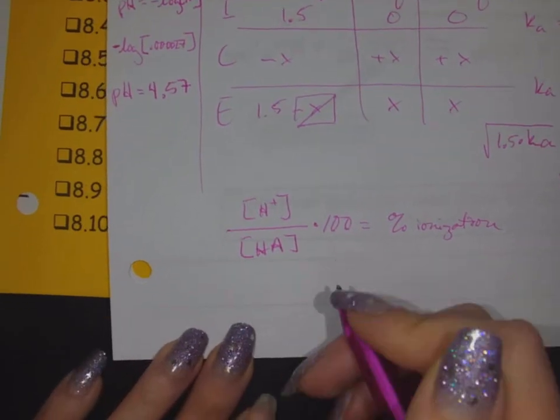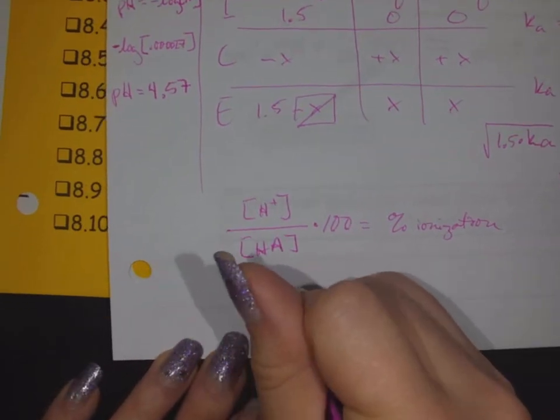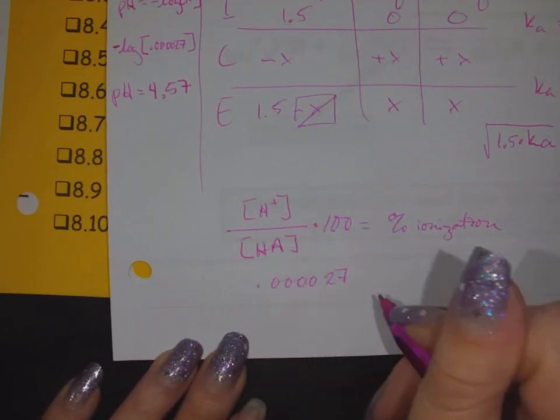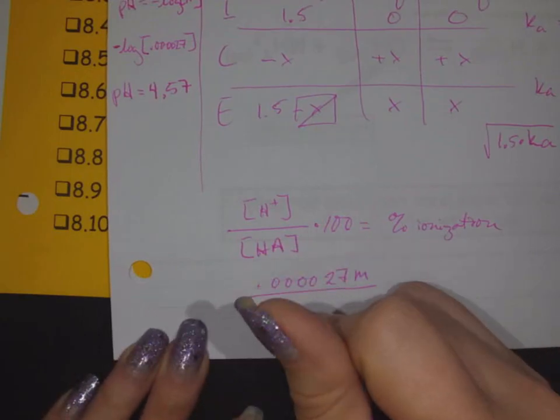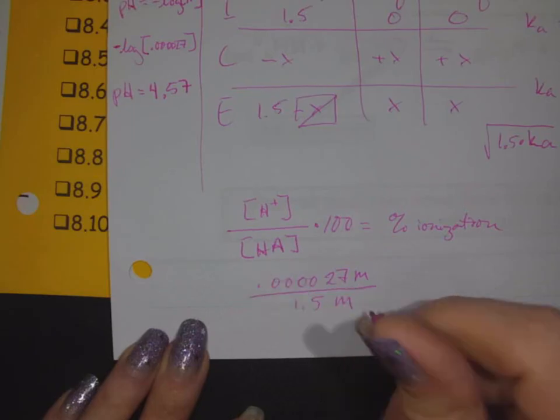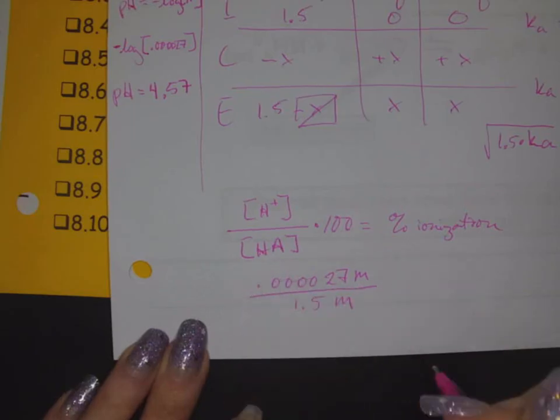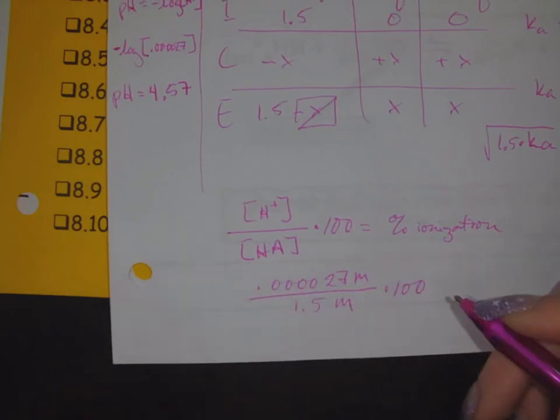So in this case, it's going to be 0.000027. That was my concentration of H+. I divide it by 1.5. That was my concentration of this weak acid. And I times it by 100.